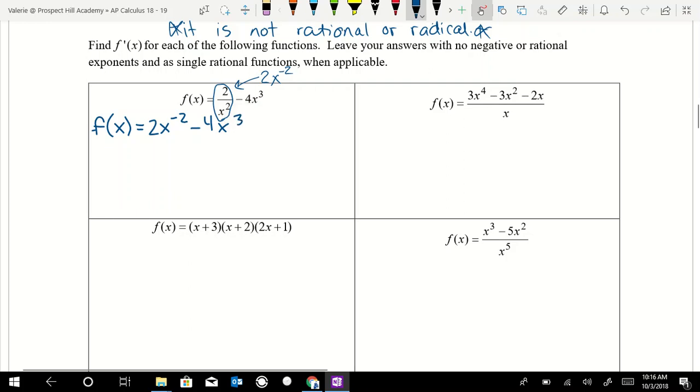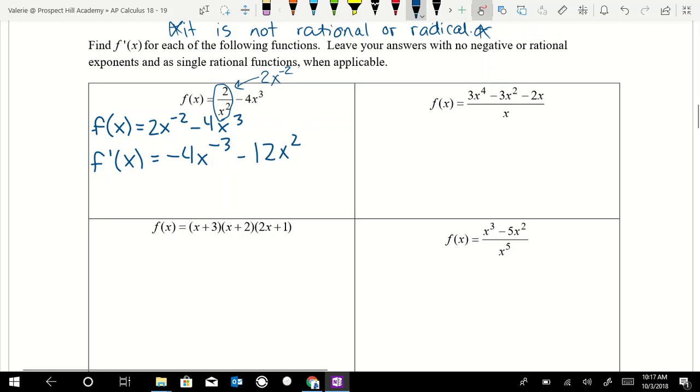We can use our power rule to find the derivative. So the derivative of x is equal to, bring down the exponent. So we have negative 4x, and subtract 1, to the negative 3, minus, bring down the exponent, 12x, subtract 1, squared.